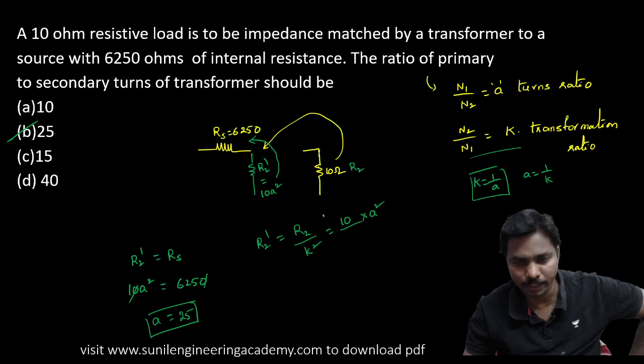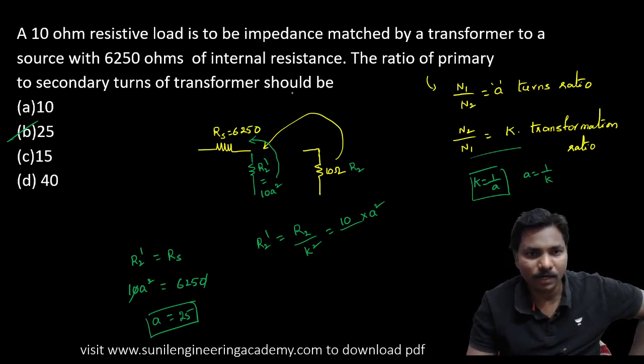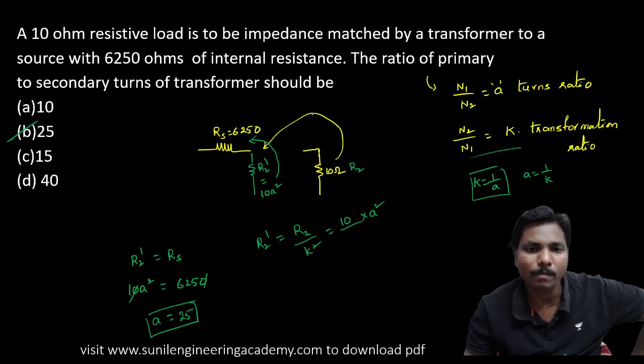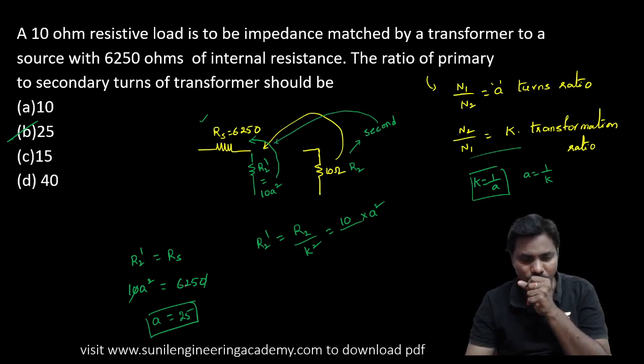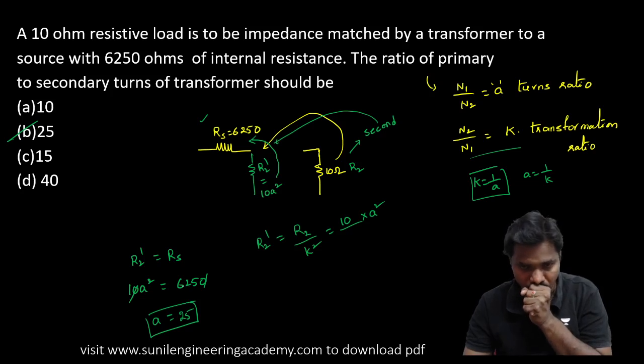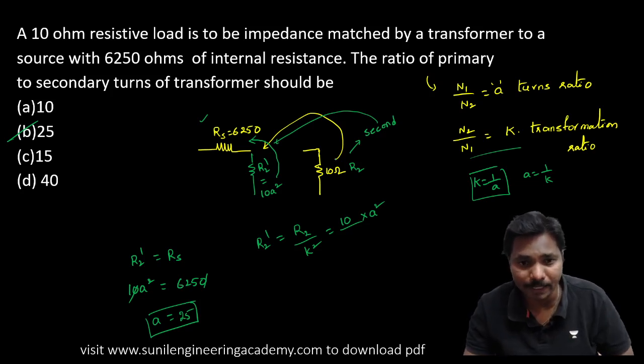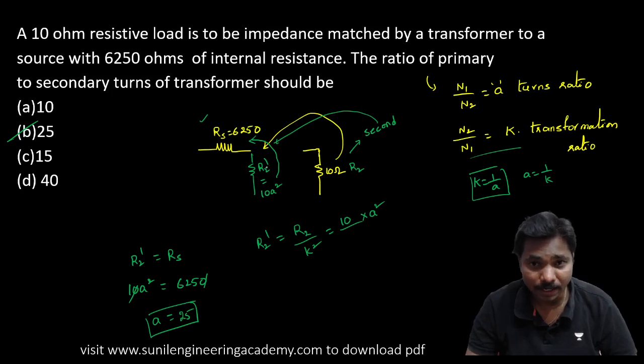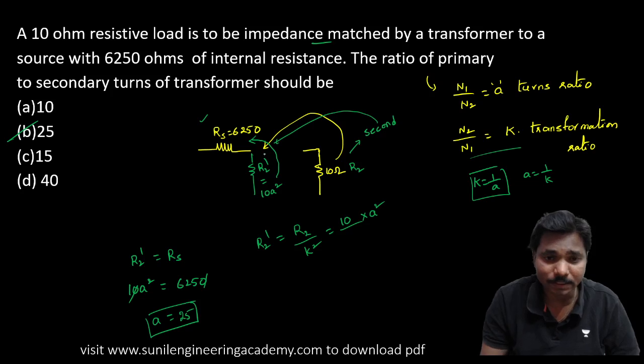We want to find out A. They have given one load resistance. It has to be matched with the source resistance. Here, the load is always on the secondary side, correct? So that means we have to transform this secondary to primary. Then R2 becomes R2 dash. And if you want to match this, R2 dash is equal to RS. R2 dash is equal to R2 by K square, that is 10A square, and that is equal to 20. Okay, clear?